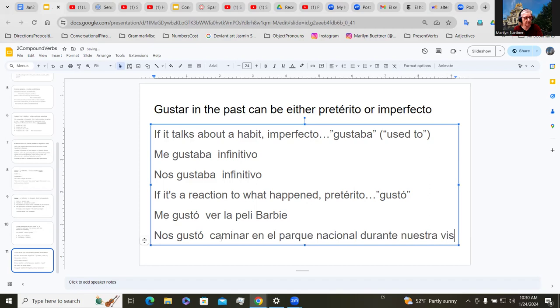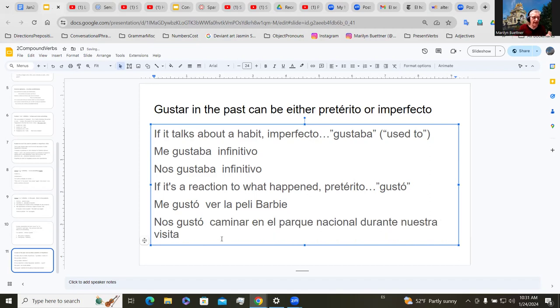Nuestra visita. We liked walking in the national park during our visit. We liked walking. And we did a visit and it was a one-time visit. And the thing we liked was walking through the park. See?